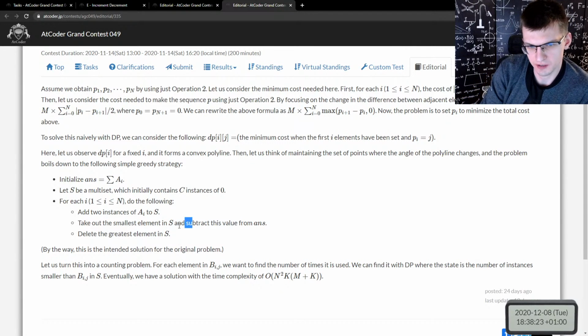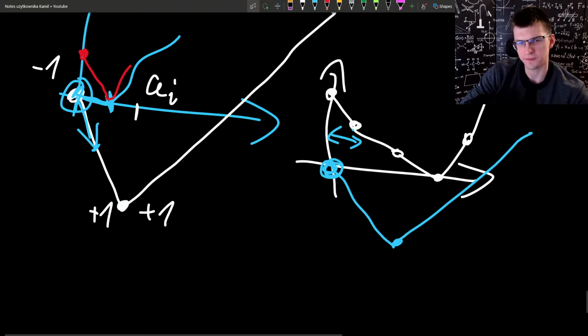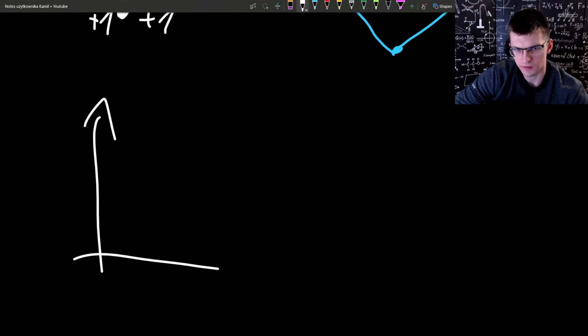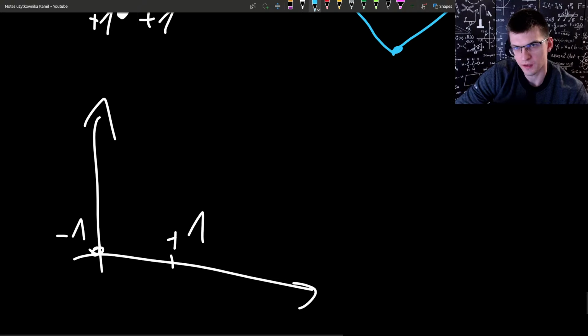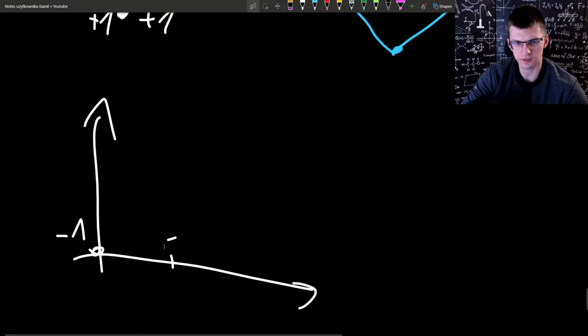The smallest element in S. Maybe it does make sense. The fact that, what happens from simultaneously removing, the fact that we start with -1 and we here have +1. What happens exactly is this function. Why is everything I'm drawing so tilted? Let's make a proper line.